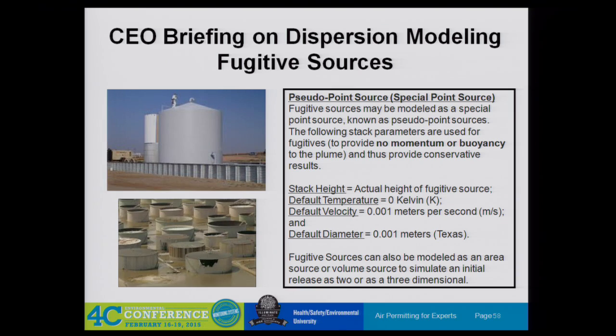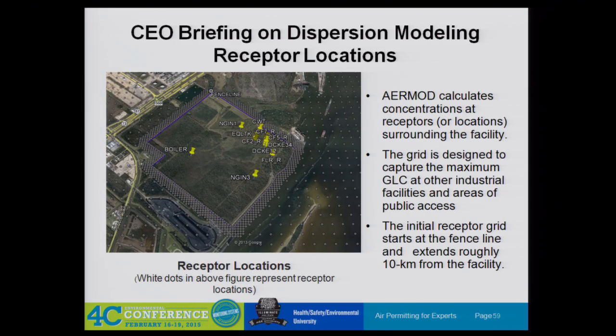You got pseudo point sources, which are just like, I don't know what to do with this thing. It's just a little point here. It doesn't have any momentum. It doesn't have any temperature. So I'm going to call it a pseudo point source and give it no velocity, no temperature, and of course very bad dispersion. But it's just a way to deal with small things.